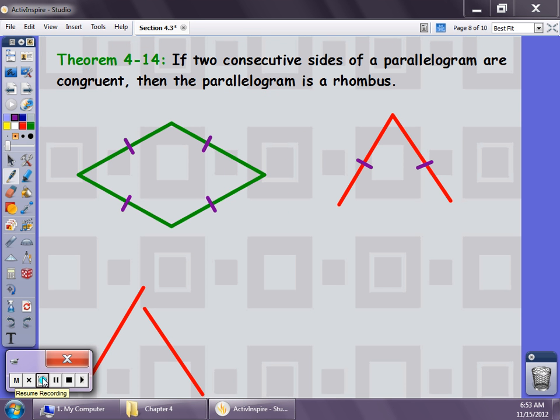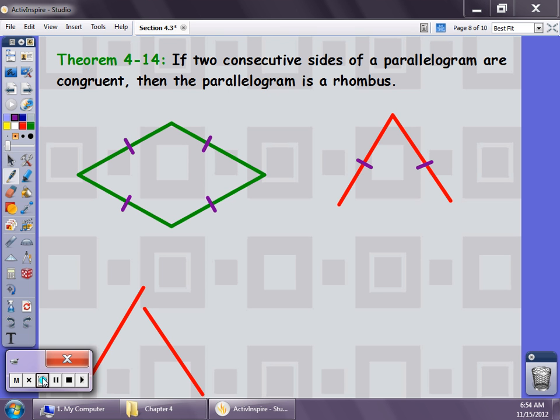Theorem 4-14 states if 2 consecutive sides of a parallelogram are congruent, then the parallelogram is a rhombus. So remember that consecutive means next to. So on the left-hand side with the green figure, this is an example of a rhombus, which is still a parallelogram but has 4 congruent sides.